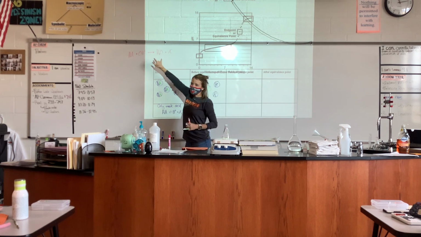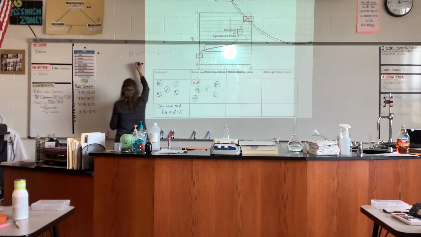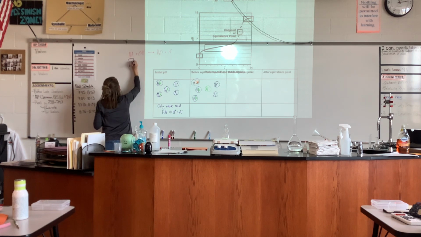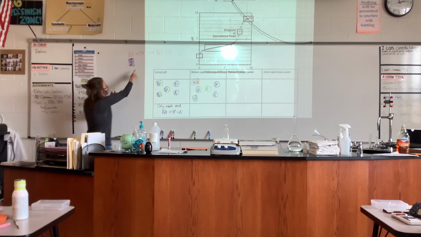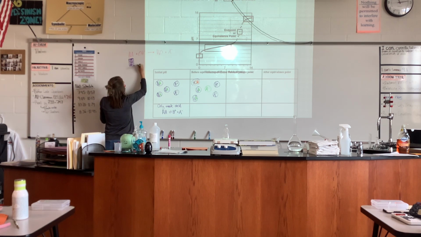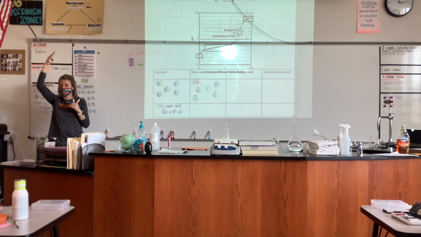So this equation is what's happening here, right? If I were to put these as bars, let's say I started with this much of HA. At this point, the amount of my OH is starting to increase.